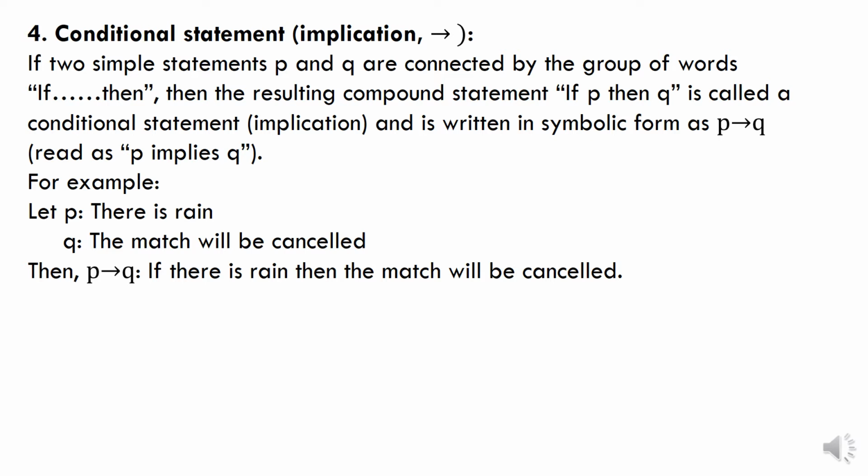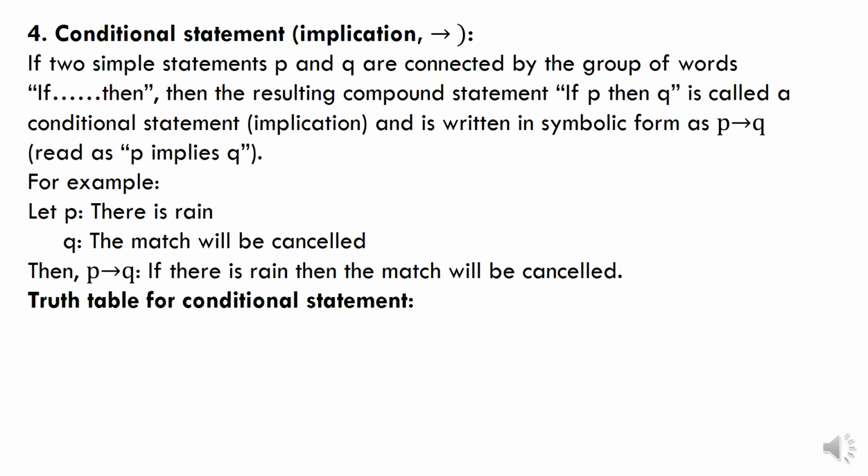For example, let P be there is rain, and Q be the match will be cancelled. Then the conditional, that is if P then Q, is: if there is rain, then the match will be cancelled.